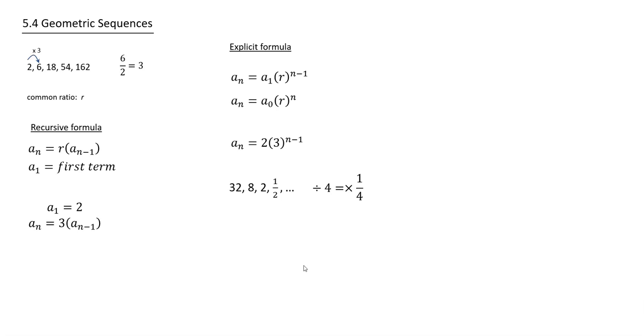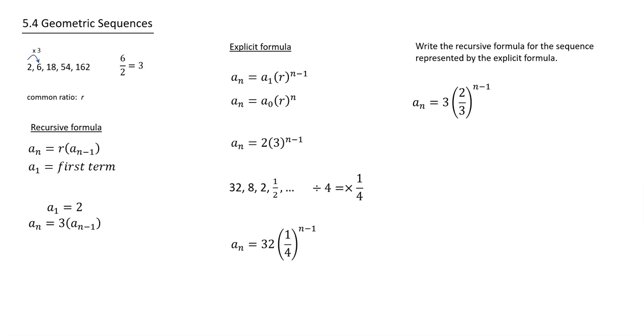So our explicit formula, we have the first term times the common ratio. So a sub n equals 32 times 1/4 to the n minus 1 power. And there's our explicit formula. Finally, we want to be able to give an explicit formula if we have a recursive formula, and give a recursive formula if we have an explicit formula.